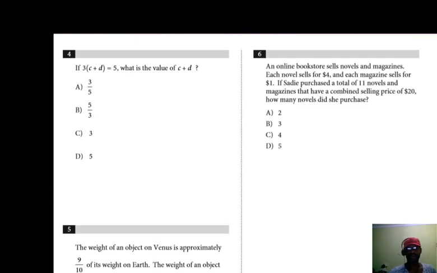Let's go to the next one. You're asked to find c and d, so directly divide by 3 on both sides, and then finally you'll get this one, 5.